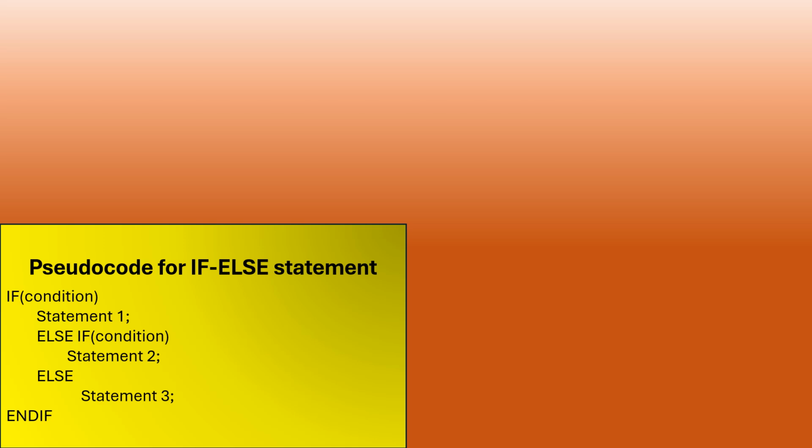Let's discuss the pseudocode of the if-else statements. It goes the same way: if followed by the condition and then the statement 1. If that condition is not met, then it moves on to the else if and looks for the condition there. Even if that condition is not true, then it will go to the last else statement, and the end if shows that the entire if structure is complete.